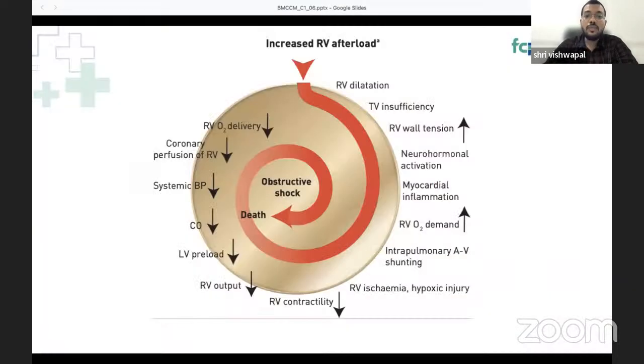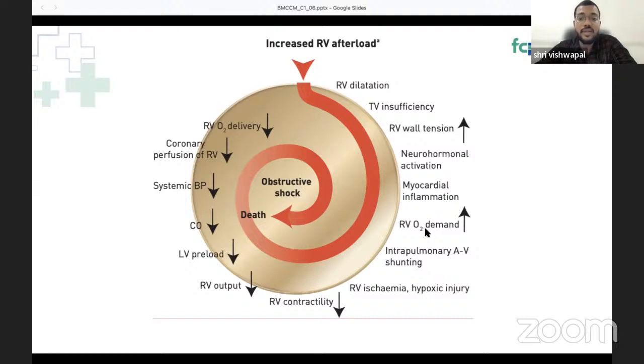Okay, so this is a small representation of pulmonary embolism. Hope everyone understood the pulmonary embolism. So here what happens is the RV gets dilated. When the RV is dilated, tricuspid valve insufficiency or regurgitation will increase. When it increases, RV wall tension increases. When RV wall tension increases, it leads to myocardial inflammation.